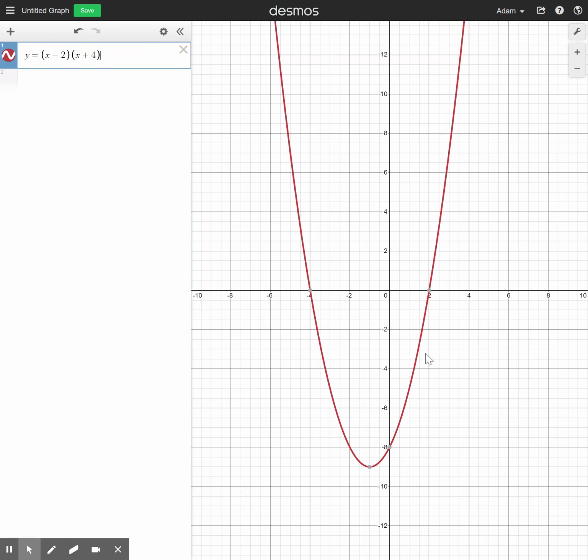or roots. If you are asked to identify the x-intercepts, make sure you give them the x and the y coordinate, but sometimes they'll just ask you for the x coordinates. So the zeros of this parabola are 2 and -4. The roots of this parabola are 2 and -4. The x-intercepts of this parabola are (2, 0) and (-4, 0).